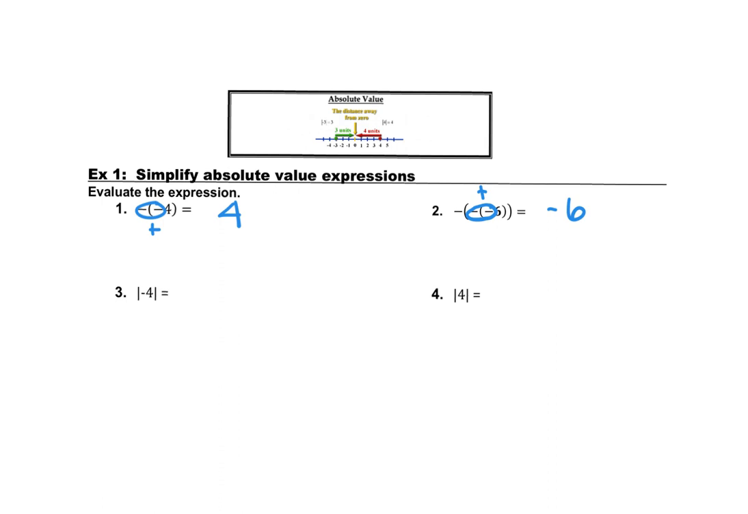So now let's take a look at number 3, where we've got the absolute value of -4. So we're looking at how many units or how many steps -4 is from 0 on the number line, and it is going to be 4. And again, absolute value is always going to be positive. So now if we have the absolute value of 4, it is also 4 steps away or 4 units away from 0 on the number line. That is also going to be +4.